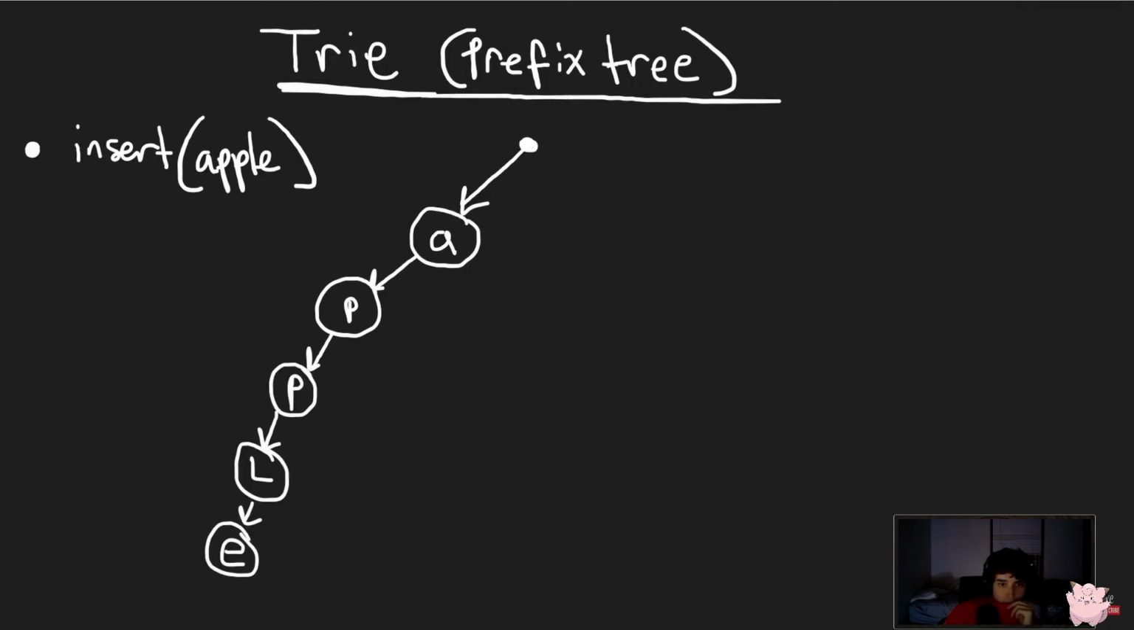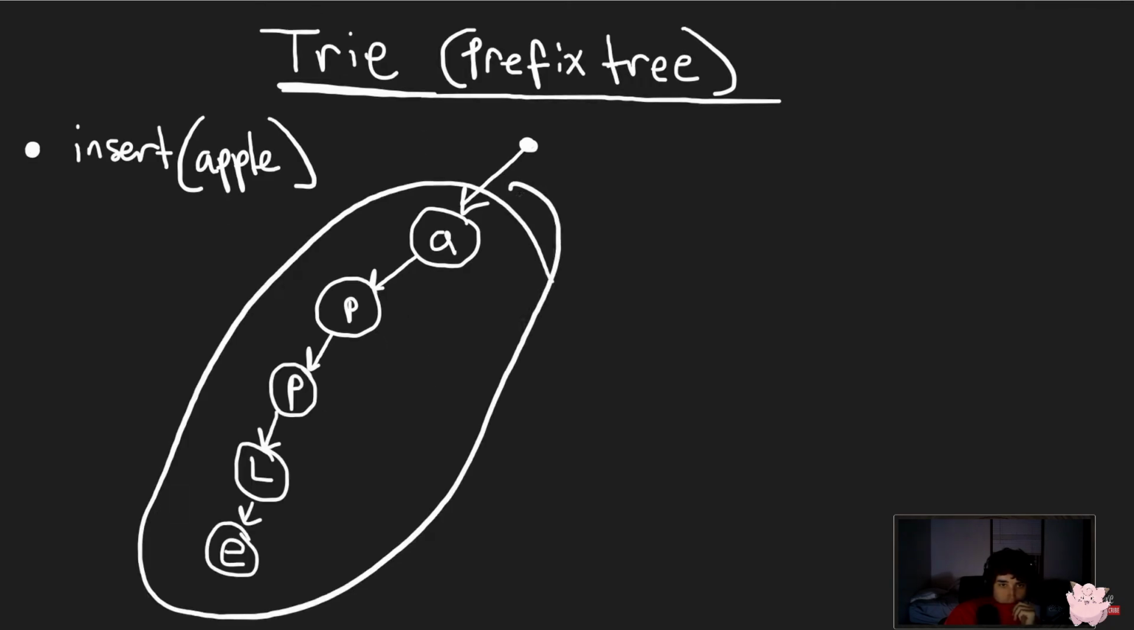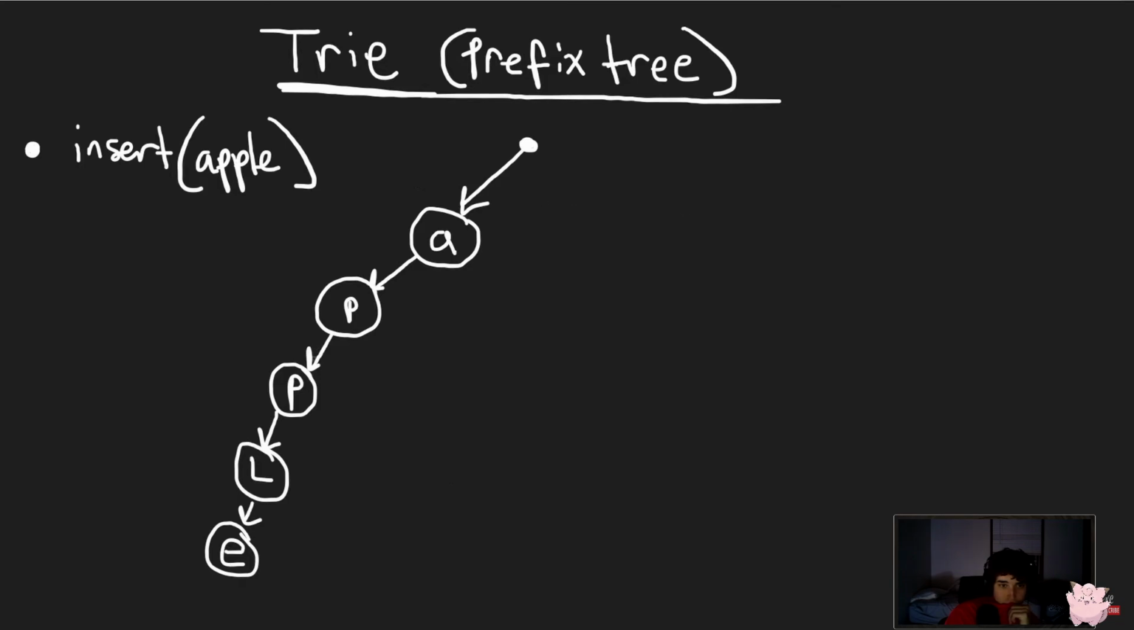So we inserted the word apple. We can clearly see that. One more thing we have to do to say that this is the word that we inserted is we have to mark the end of the word. So this is the end of the word. The letter e is the end of the word. So we're going to mark it so that this is identified as the end of the word.